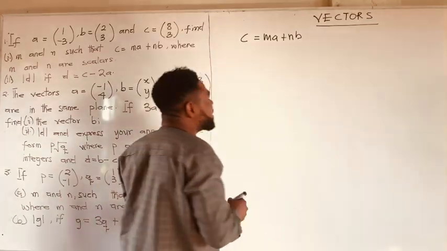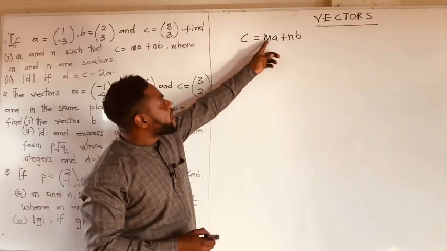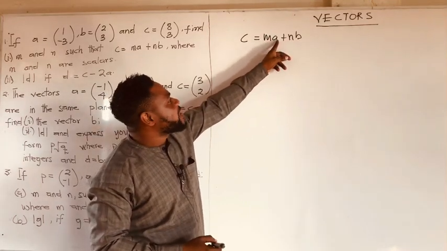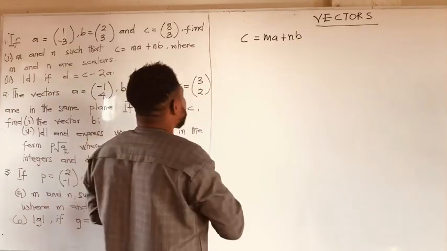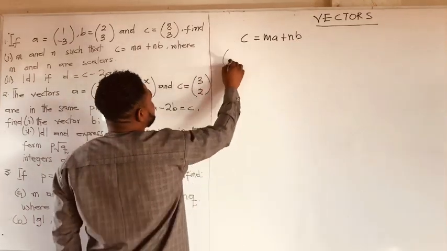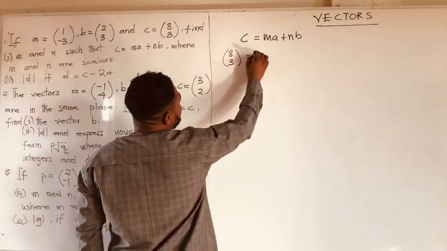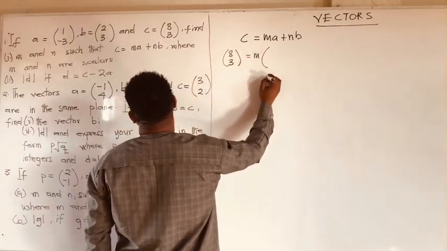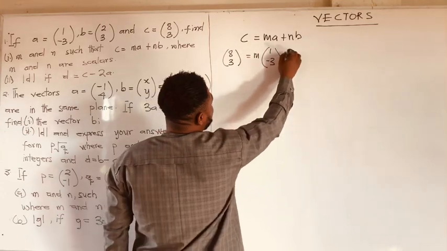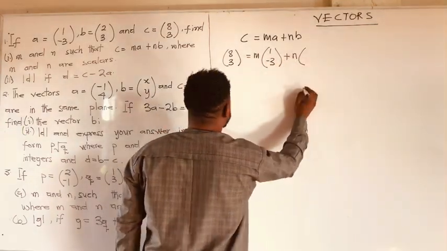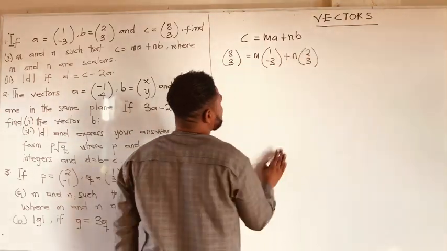Now, when we talk about scalars, a scalar multiplies the vector. So we can say that M and N are multiplying vector A and what? Vector B, as you can see on the board. All right, we know the vector for C. That is (8, 3), as we can see here. And our M is multiplying A. A is (1, -3), as you can see. Plus our N multiplying B. Our B is (2, 3), as you can see here.